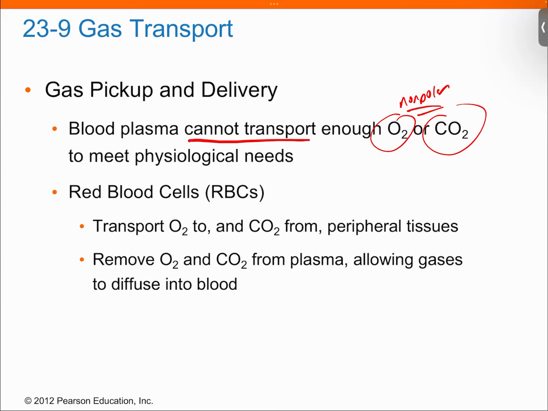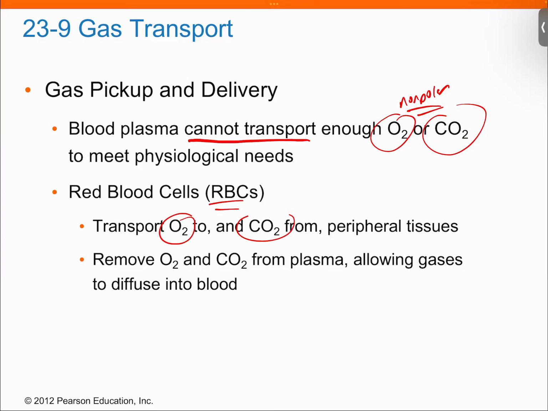That's the reason why we have to pressurize it, right? Because CO2 does not like to dissolve in a water-based system, and that's what your Coke is. So what do we have to do? We have to figure out different ways of carrying our gases, and that's basically where red blood cells come into play, because these guys are responsible for transporting oxygen and CO2. And essentially, they're going to be moving this throughout your blood.